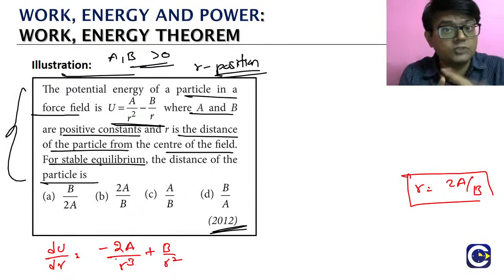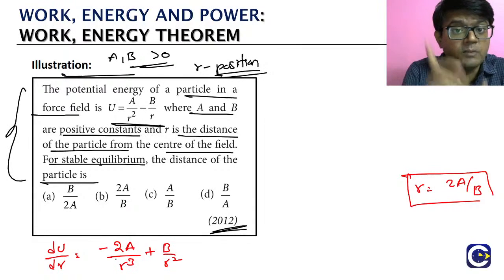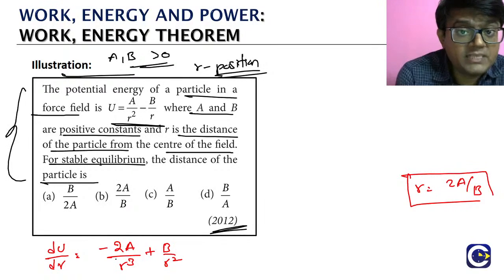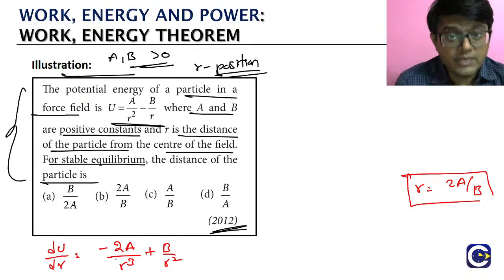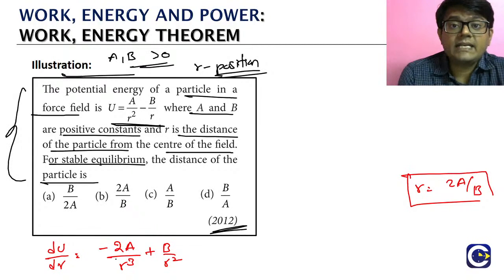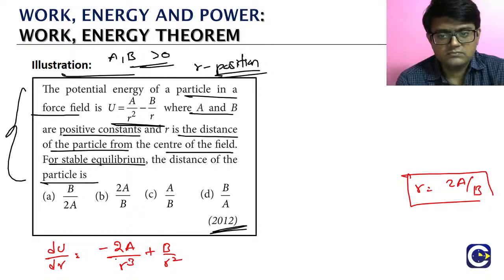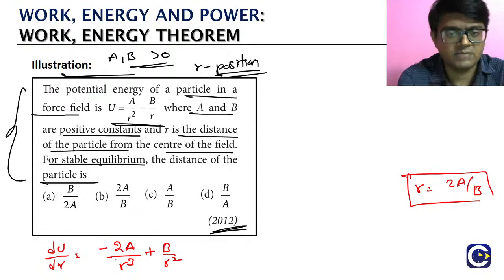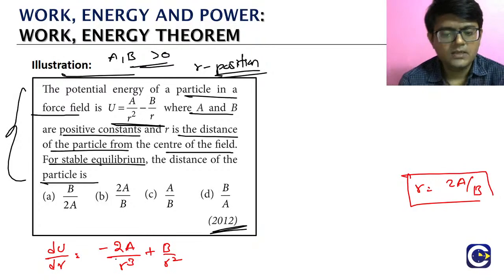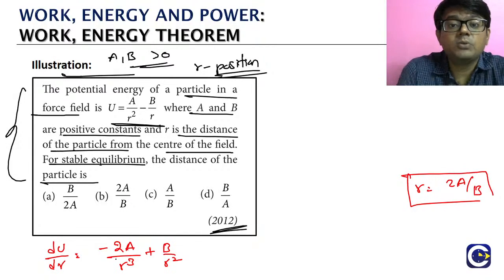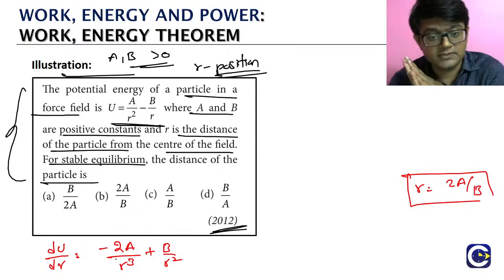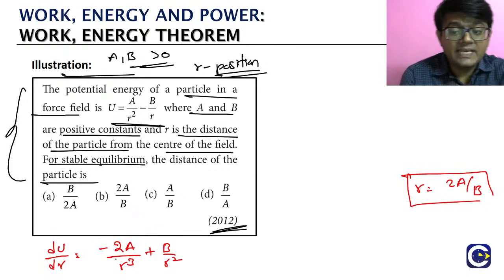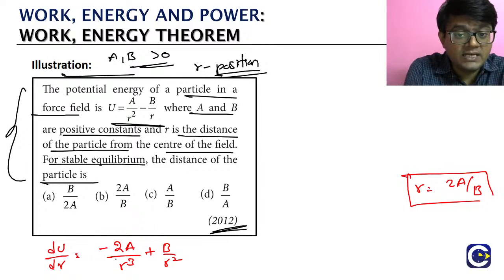Based on the second derivative, when it is positive, that represents a minimum position. Potential energy minimum is stable equilibrium. When the second derivative is negative, that represents a maximum position, and maximum means unstable. Based on that we can conclude whether the equilibrium is stable or unstable. But here we have no confusion.